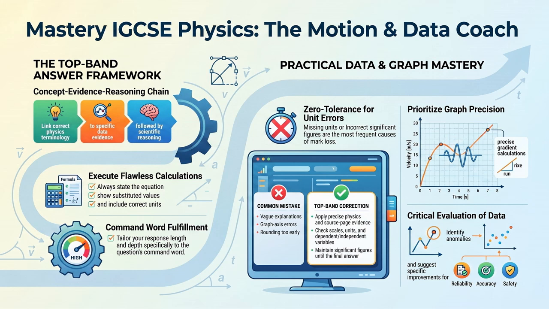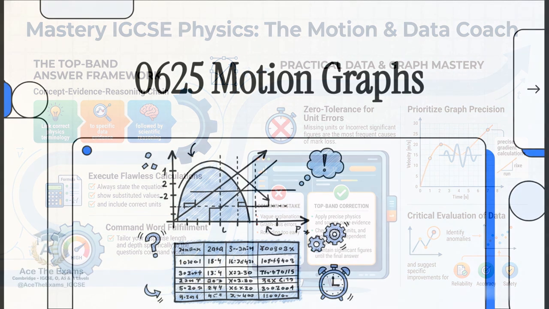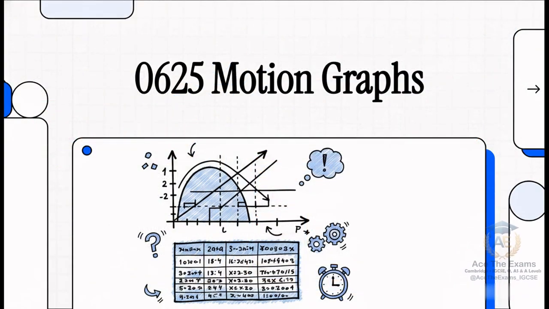You turn the page, the clock is ticking, and bam! You're staring at a terrifying multi-stage motion graph detailing speed, velocity, and acceleration, paired with a massive, impossible-looking data table. This is the exact moment grade boundaries shatter for most Cambridge IGCSE Physics 0625 students.